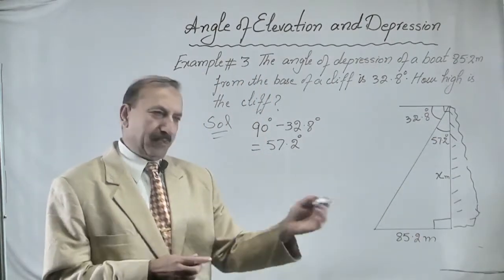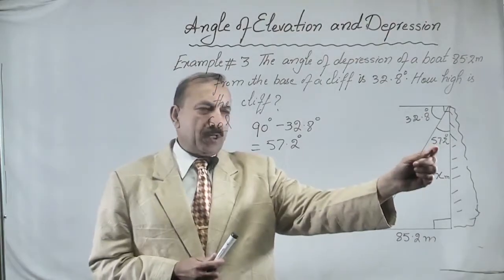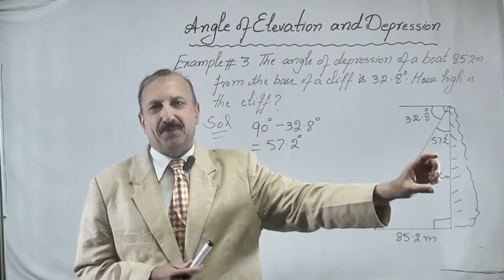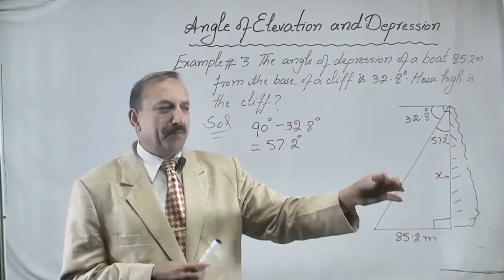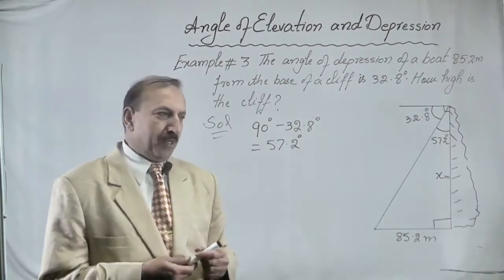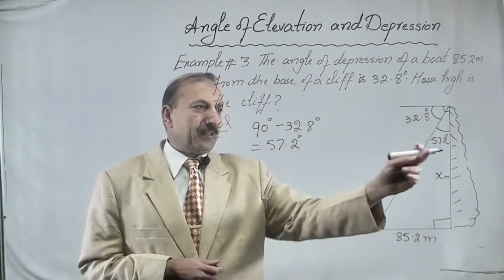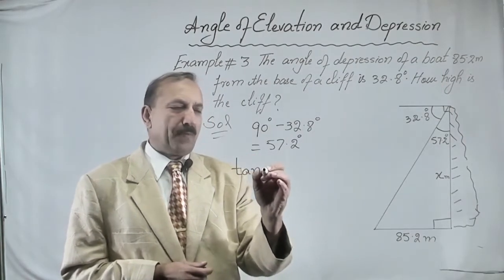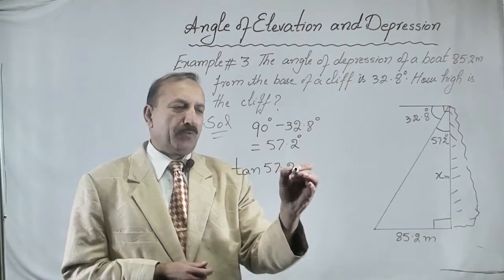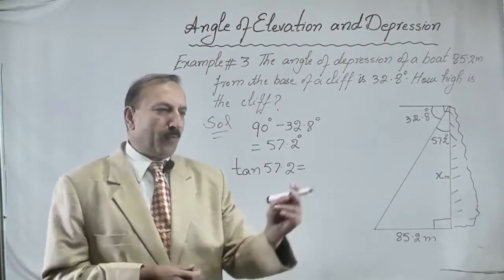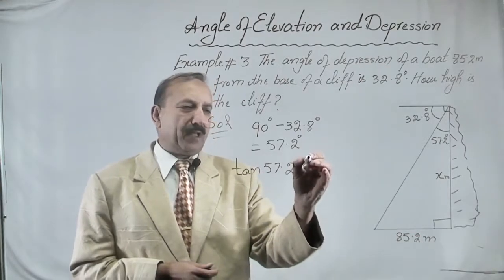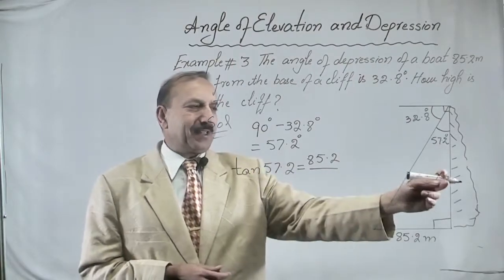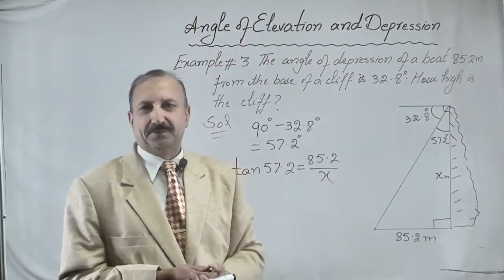Now this will help us to carry on the calculation. According to this angle, here is the opposite and here is the adjacent side. Opposite and adjacent make the trigonometric ratio tangent. So tangent of 57.2 is equal to opposite, which is 85.2, divided by adjacent, and that is x.